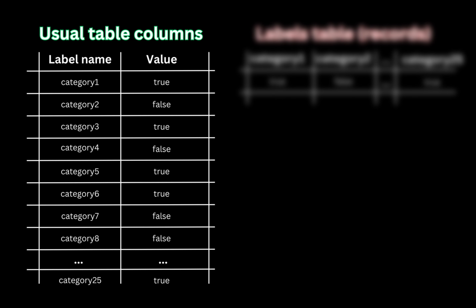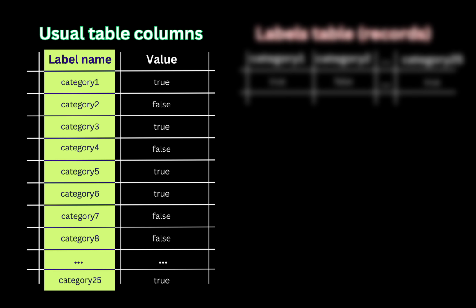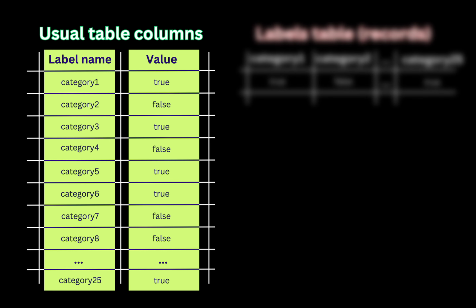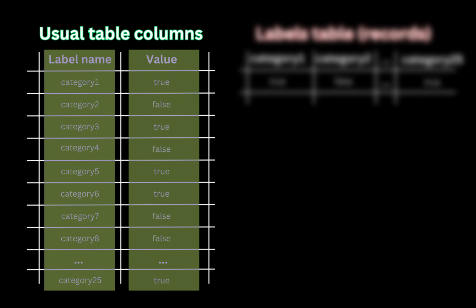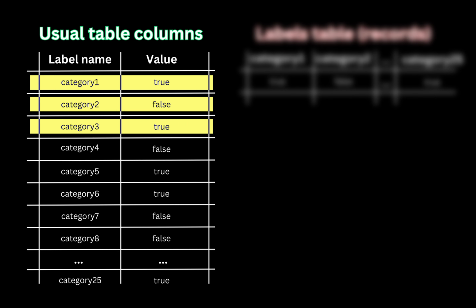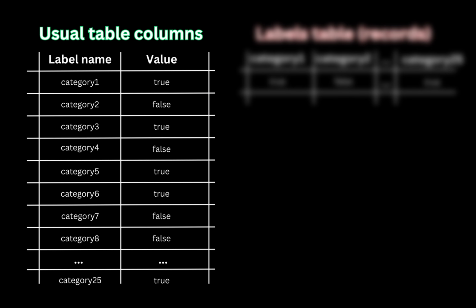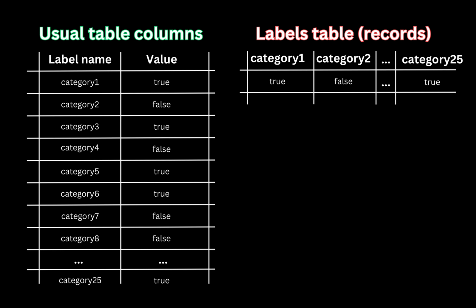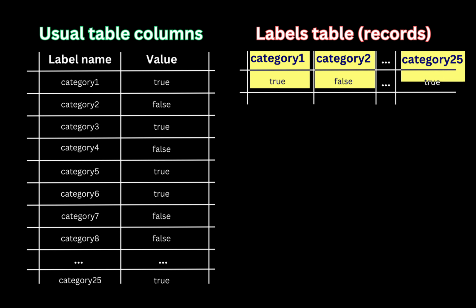In a usual table, you would have 2 columns, a column to display the item's name or title, and a column to display the item's Boolean value, either true or false. However, you cannot use that for the Planner connector. You need a record with 25 fields, one field for each category, and they should be set to true or false.